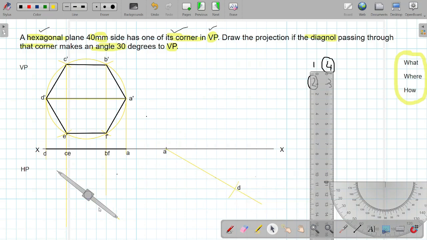Now similarly mark all the points on this line AD, marking point CE. So I will take the measurement from A to CE. Then keep the compass at point A again and cut an arc on this line. So this will be point CE.